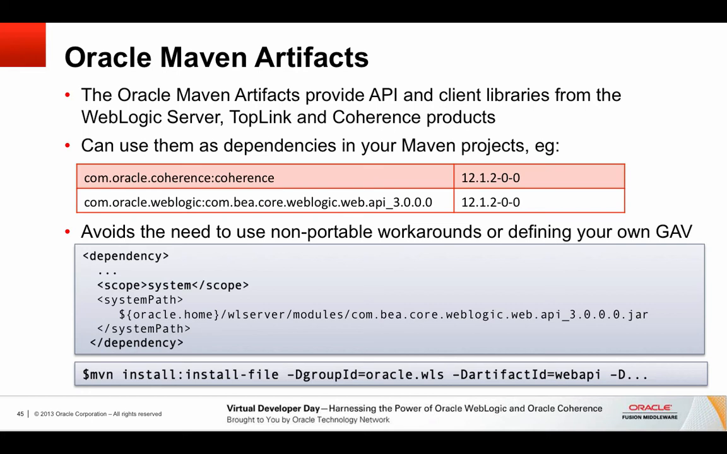This avoids for the first time the need to use non-portable workarounds such as the use of the system scope and the system path settings, which I've seen people do, or customers defining their own coordinates for a set of Oracle libraries that they push up to the repo. It provides an Oracle supplied, I guess, namespace, version, etc. for the set of libraries we think are important to be accessed from Maven.